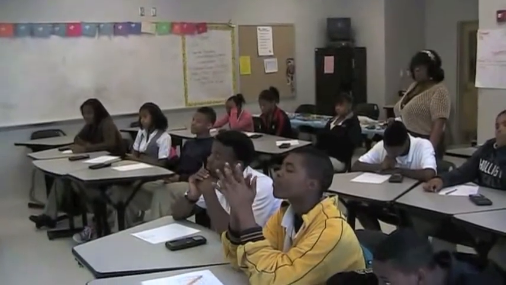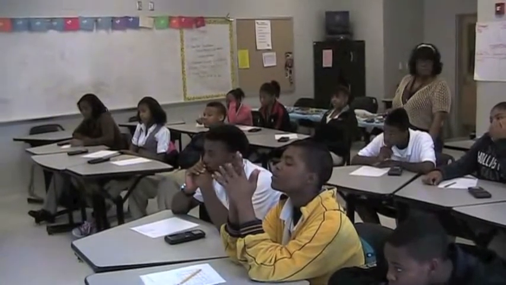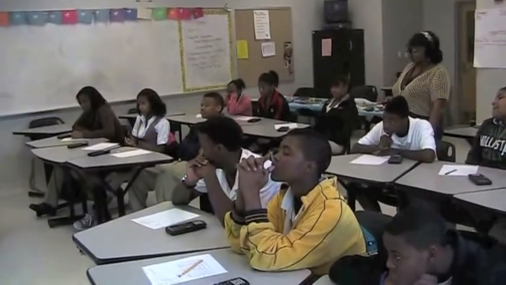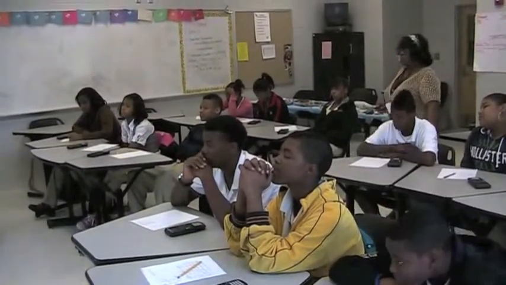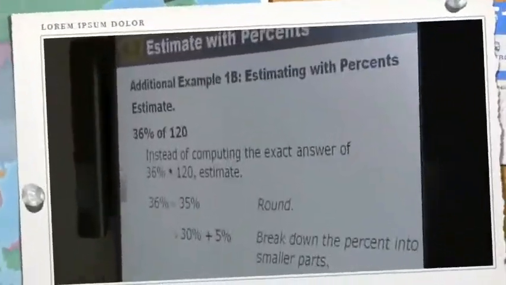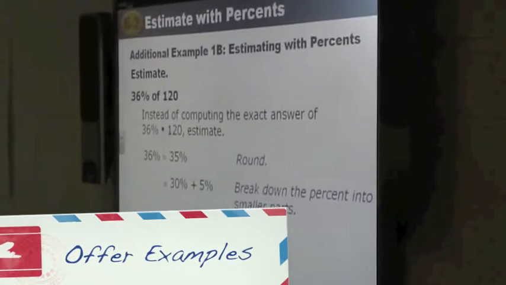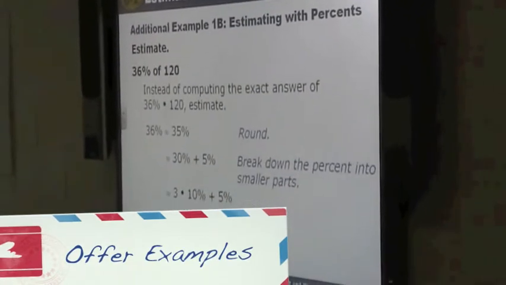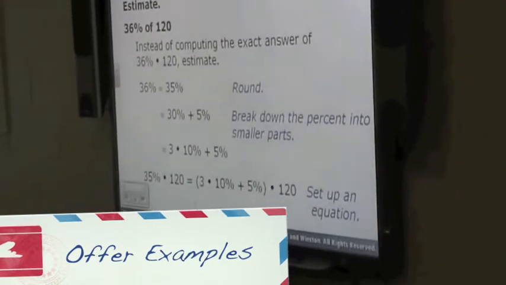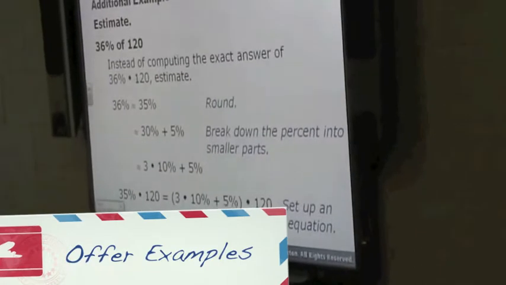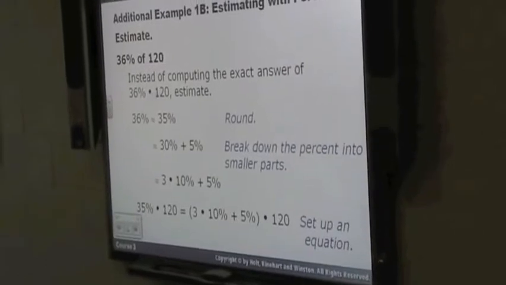66.6%. You move your decimal over how many spaces? 2. And what does that line mean that's over the percent? A repeating decimal. Okay? So 100% is what? 1, because it's 1 whole. Okay, 30% plus 5%. Break down the percent into smaller parts. So we broke it down into smaller parts. So 3 times 10% plus the 5%. So 35% times 120. They're breaking it down into smaller parts. 3 times 10% plus 5% times the 120.